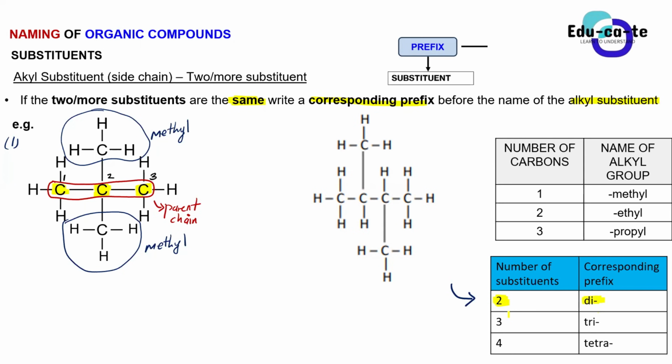If we are having 3 methyl groups, let's just say if we're having 3 substituents that are the same, not a methyl and an ethyl, but a methyl and a methyl, just like in this example here. On one side, you are having a methyl group, and on the other side is also a methyl group. So these 2 are identical. When they are identical, you don't need to name them one by one and say that you have a methyl and a methyl. You just say it is dimethyl. You use the corresponding prefix di.